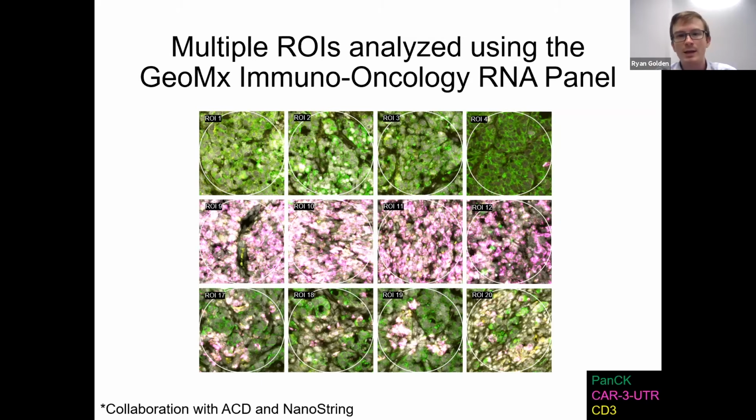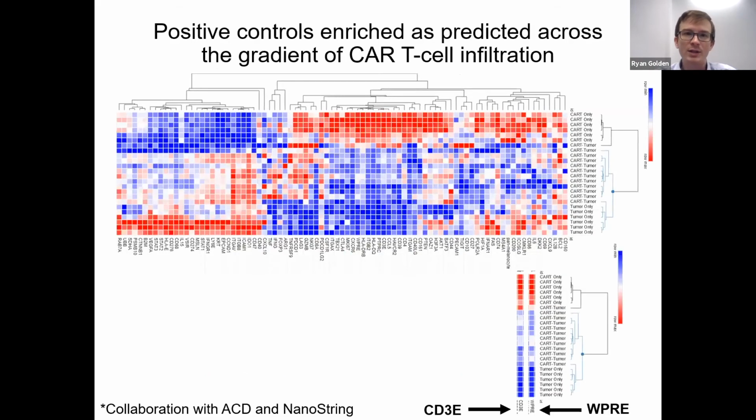So for example, in the region in the middle here, in these ROIs that have a lot of CAR-T cells, we would expect abundant CD3 signal and an abundant CAR signal from the WPRE element, which is detected using their technology. When we actually performed this analysis using the GeoMx and performed unsupervised clustering, you can appreciate how the groups with high CAR T cell burden really cluster together compared to regions of tumor only or very little CAR T cell infiltration.